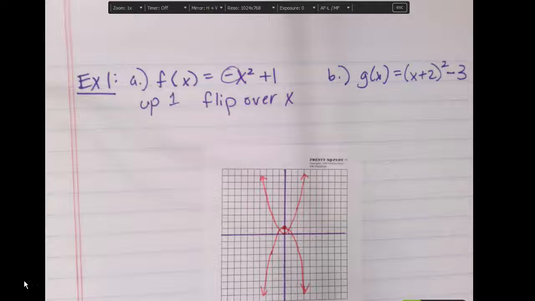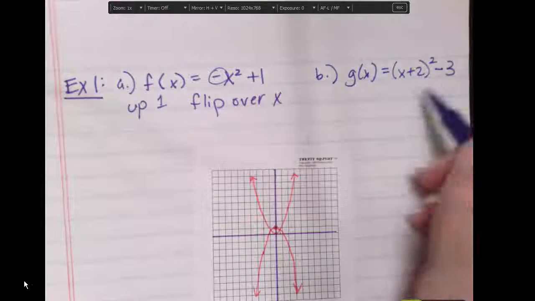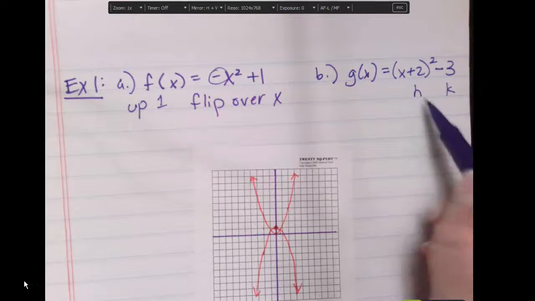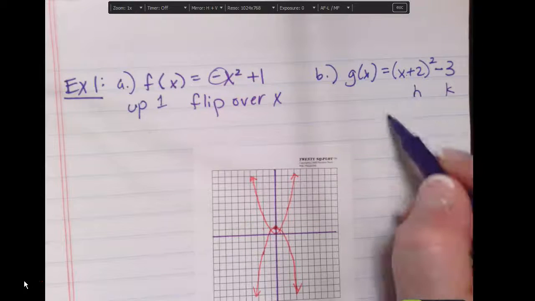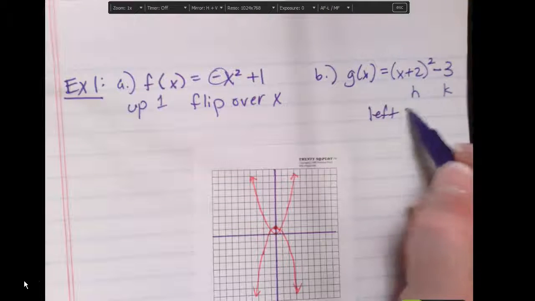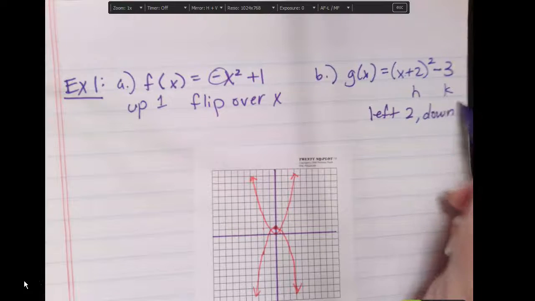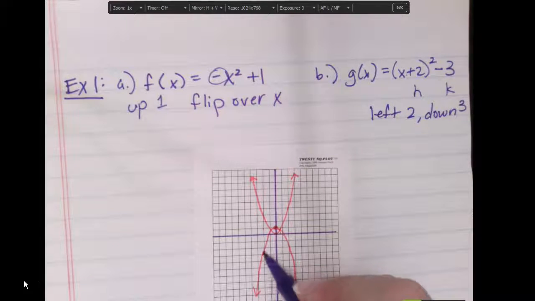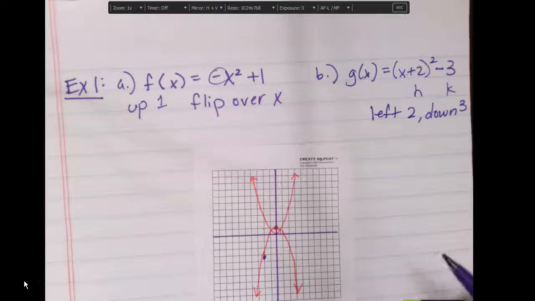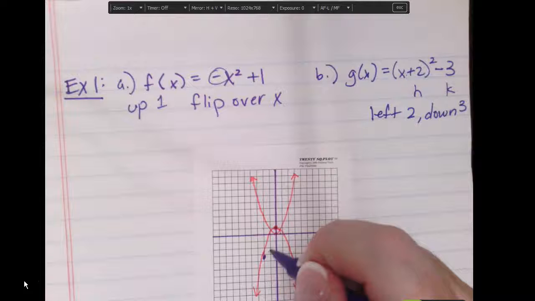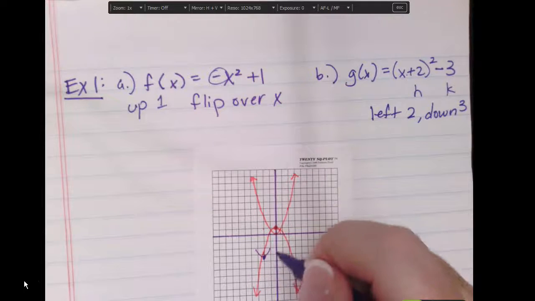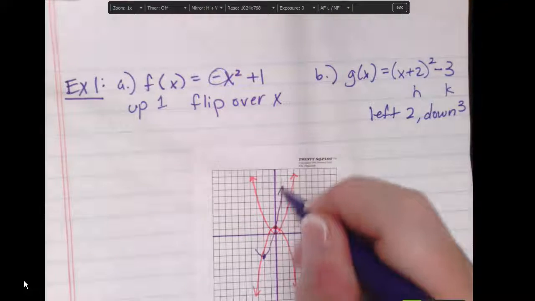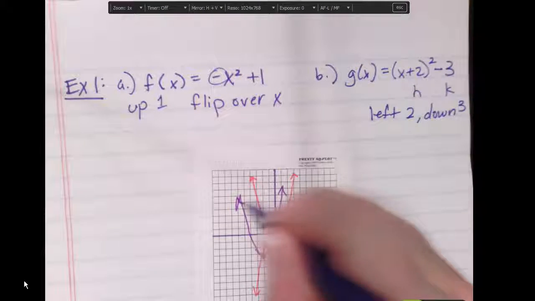So for g of x, we have the same parent function, but then we need to look at h and k. So h is plus 2, so it's going to be left 2, down 3, no flip. So I go left 2 and down 3, and I can make a point, and that's my vertex. And then I'm just going to do the standard opening: 1, 1, and then over 2 and up 4. And there you go.